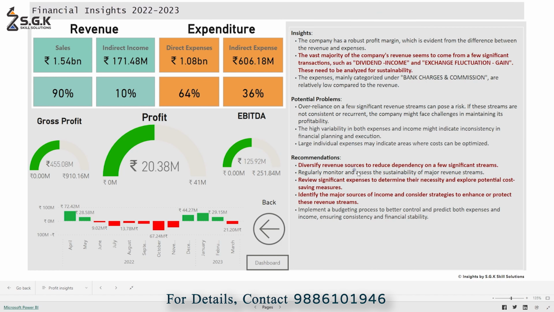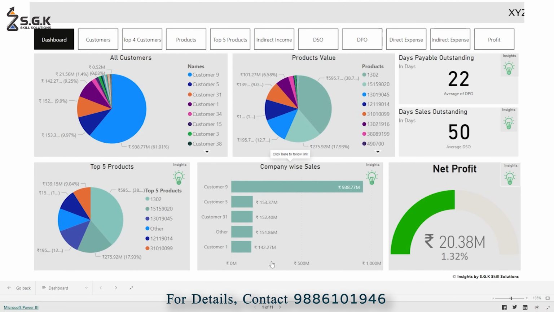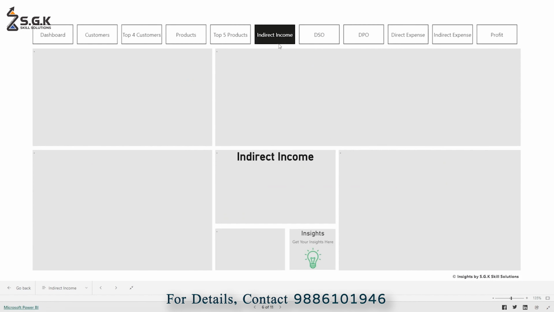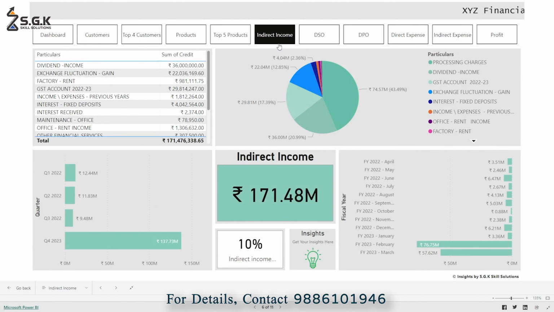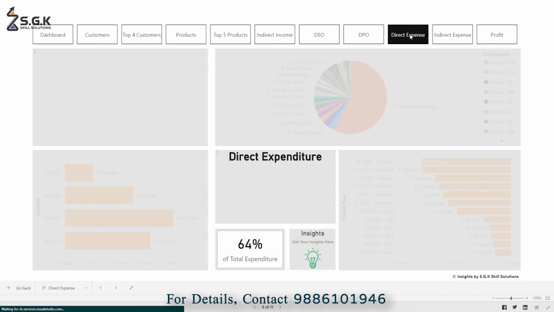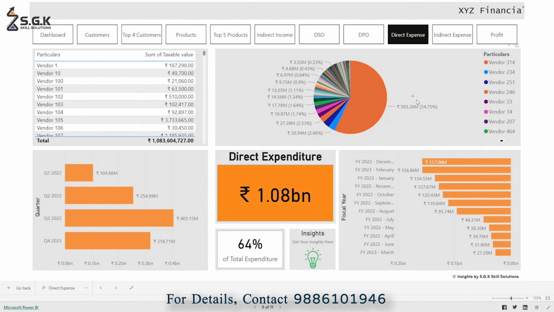So a diversified revenue stream was a necessity, and we had to identify the major source of income and consider strategies to enhance the revenue stream. In fact, going back to the dashboard, there is a separate tab on indirect income, which is contributing to the profit position. So it's important to know the segmentation as well. In fact, to understand this profit, we would like to take your attention to direct expenditure. We are still understanding the second strategy for improving profits.